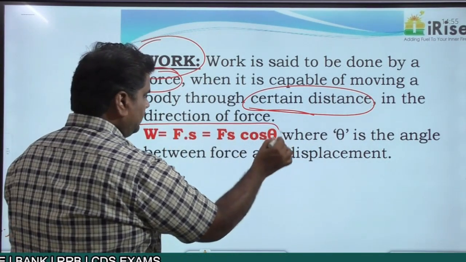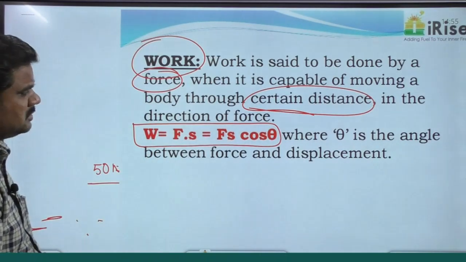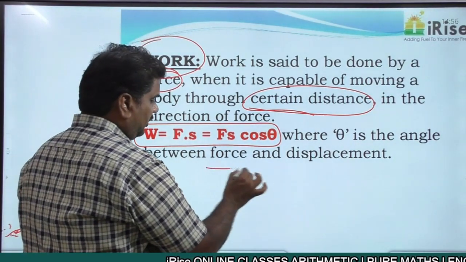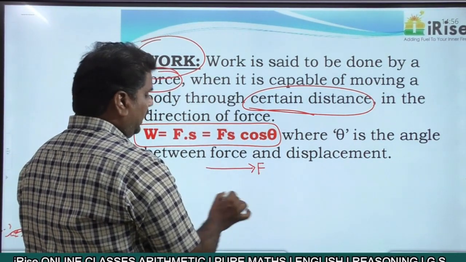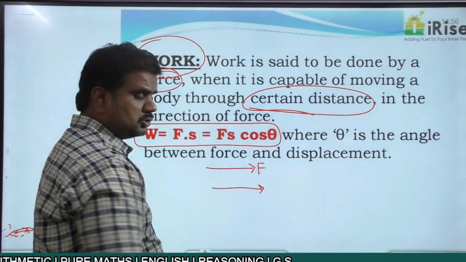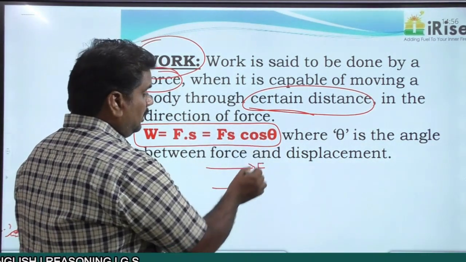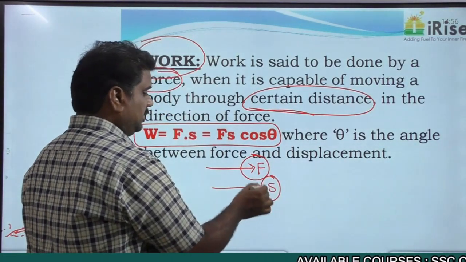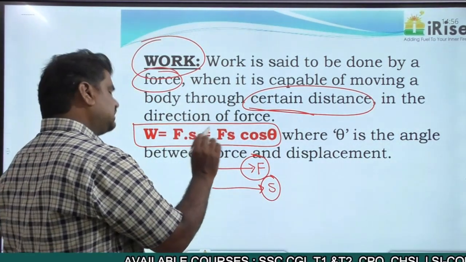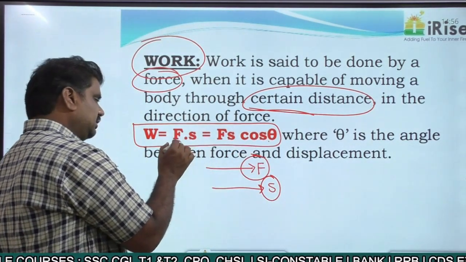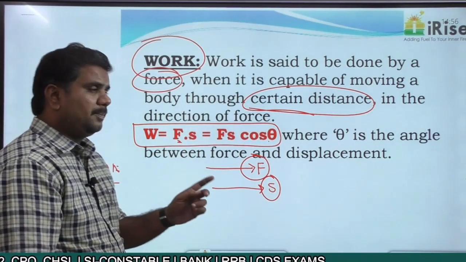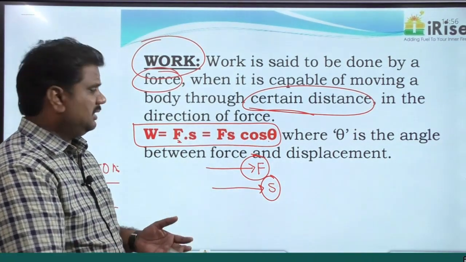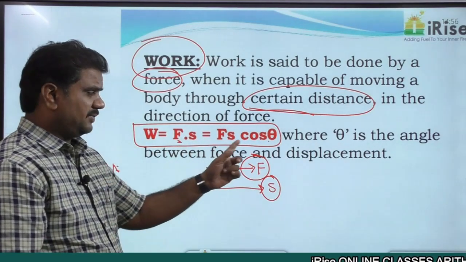And that particular work is given by the formula W equal to F dot S, or else sometimes we write it as Fs cos theta, where theta is the angle between the force acting on the object and the displacement that is being produced, between F and S. Generally we take it as W equal to F dot S, depending upon the competitive exam or the examination. If you are writing for your intermediate level, definitely we need to go for W equal to F dot S or else Fs cos theta.